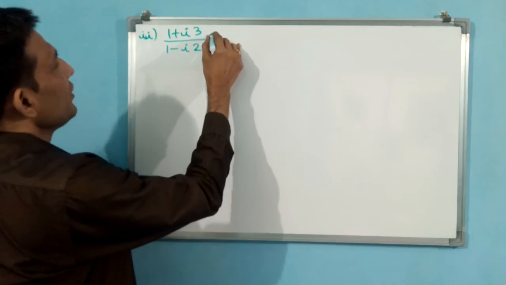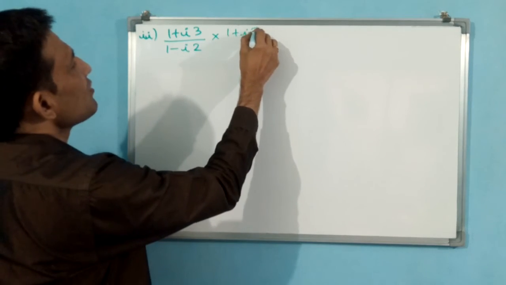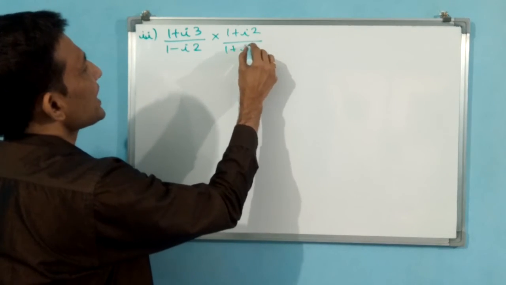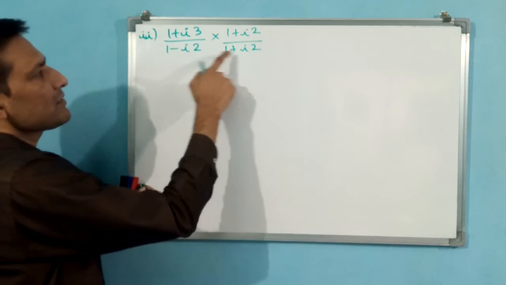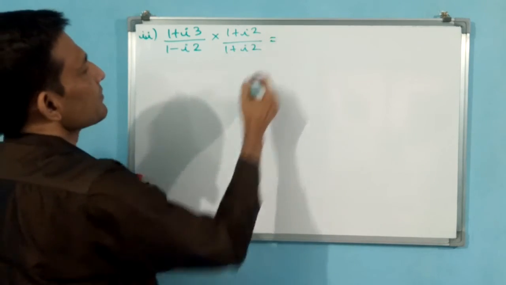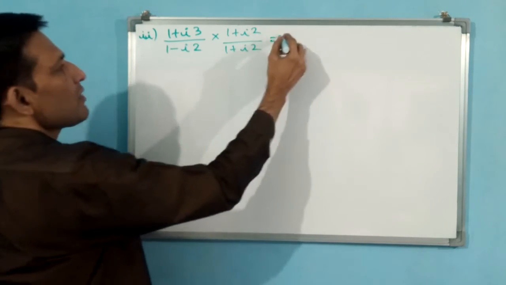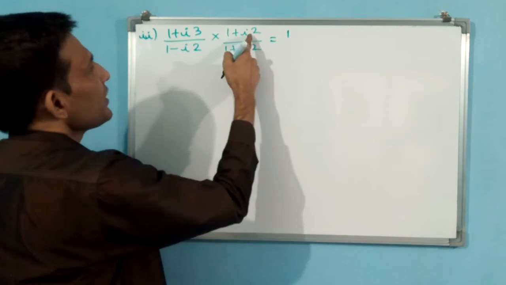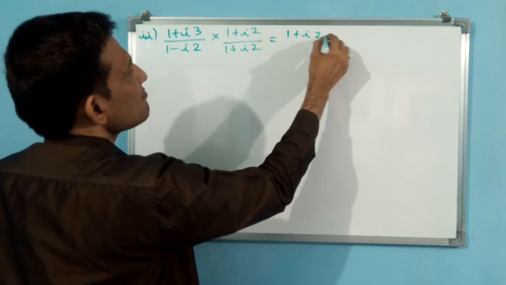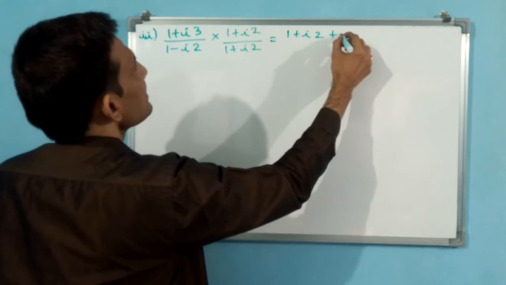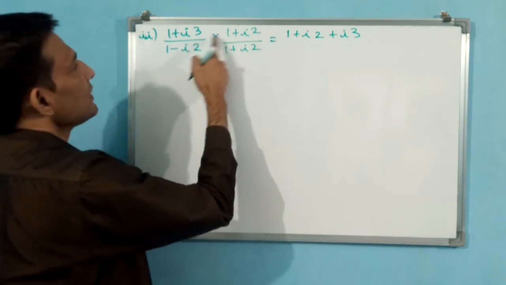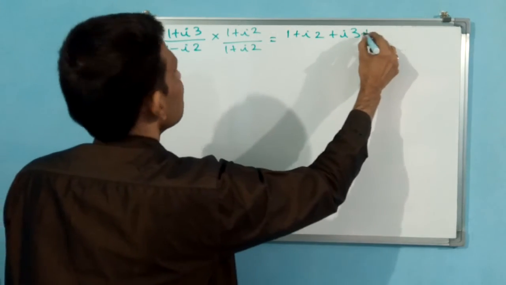You see, into 1 plus i2 by 1 plus i2. Why? Because see, plus minus plus. Okay. You see, numerator 1 into 1, 1. 1 into i2, i2, plus i3 into 1. i square, 6.